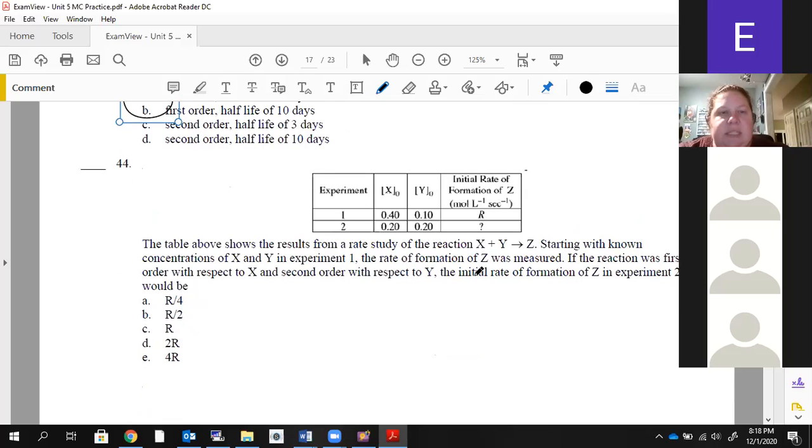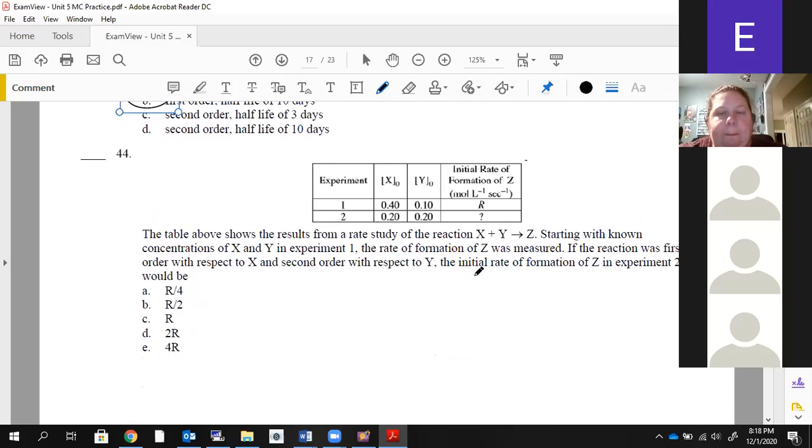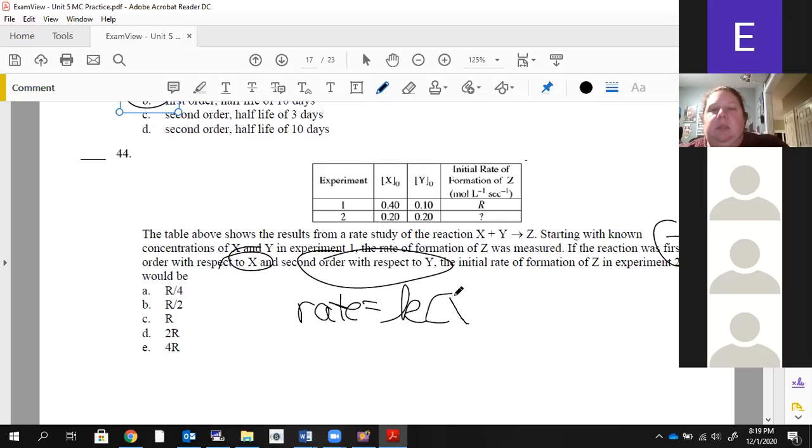All right. So this is kind of similar to the one we just did, where we talked about how the rate was going to change if you change the concentrations. So if they tell us that the reaction is first order with respect to X and second order with respect to Y, means that I know my rate law is X to the first and Y to the second.